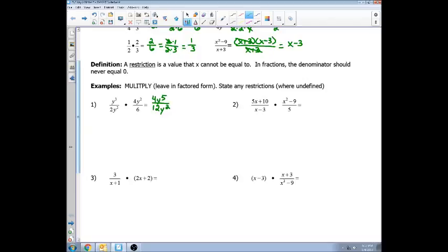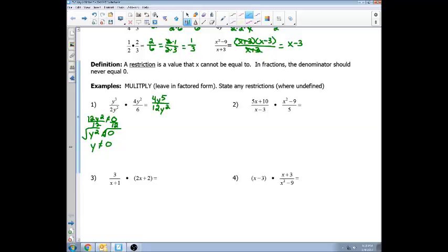What I'm going to do to state restrictions here, my denominator cannot equal 0. So 12y squared cannot equal 0. In order to solve for y, I would divide by 12. So y squared cannot equal 0. Take the square root of y squared. y cannot equal 0. All right. Anytime you have a monomial with a variable, it's just going to be that variable cannot equal 0 for your restriction. Okay.